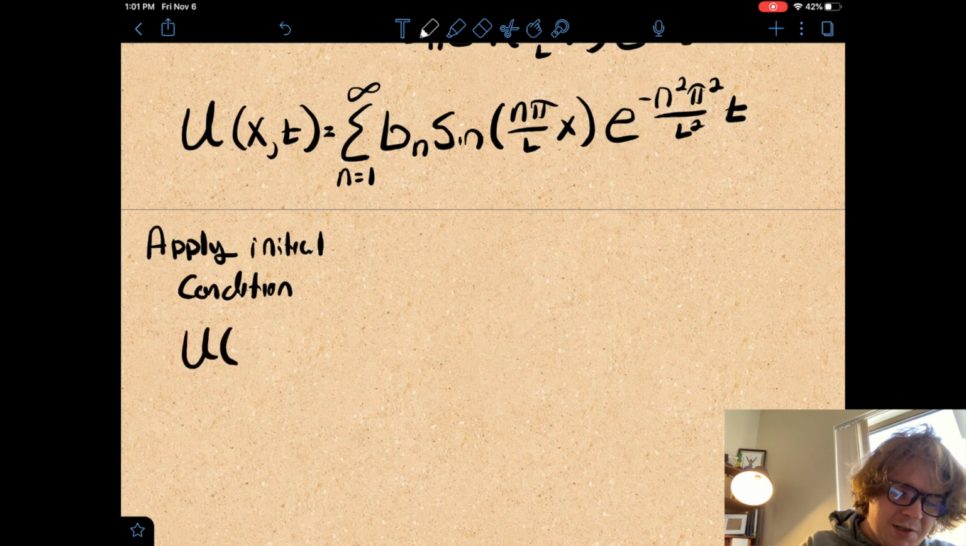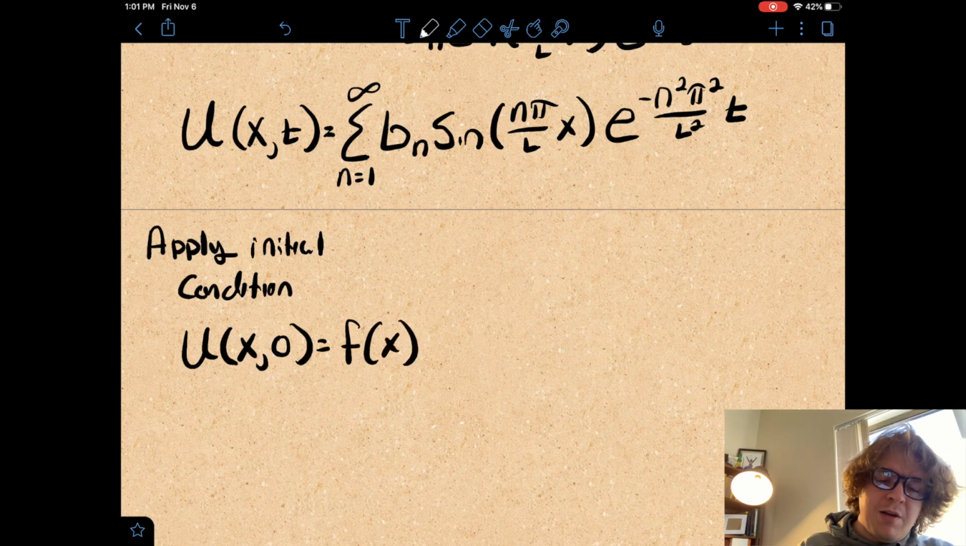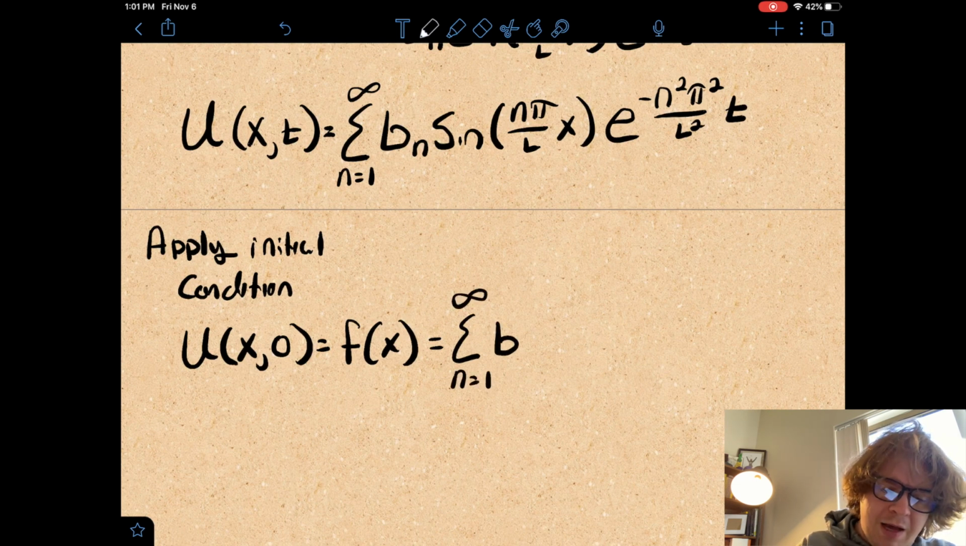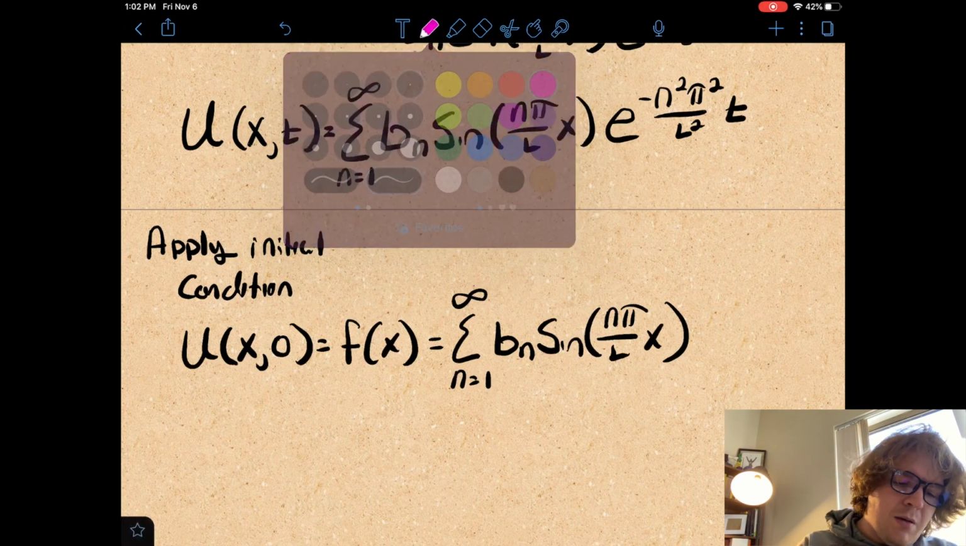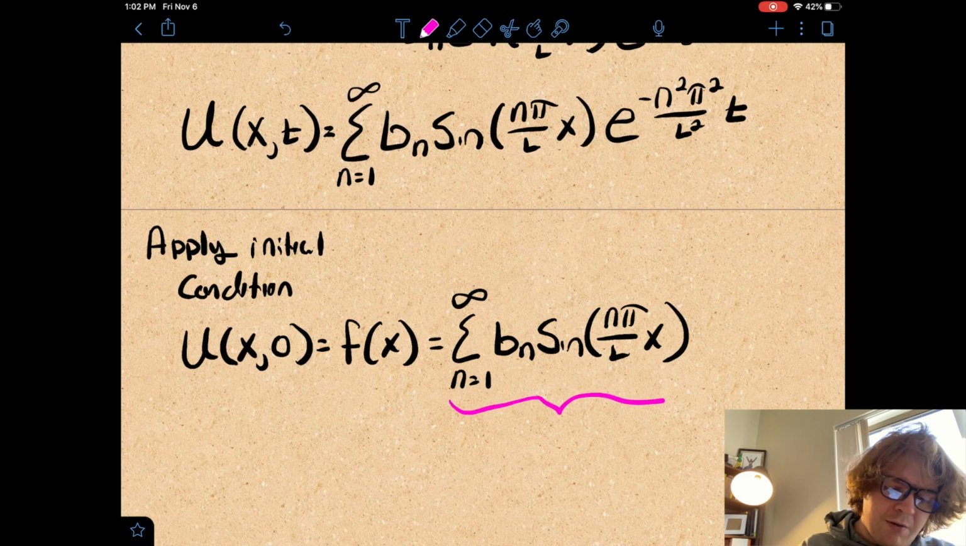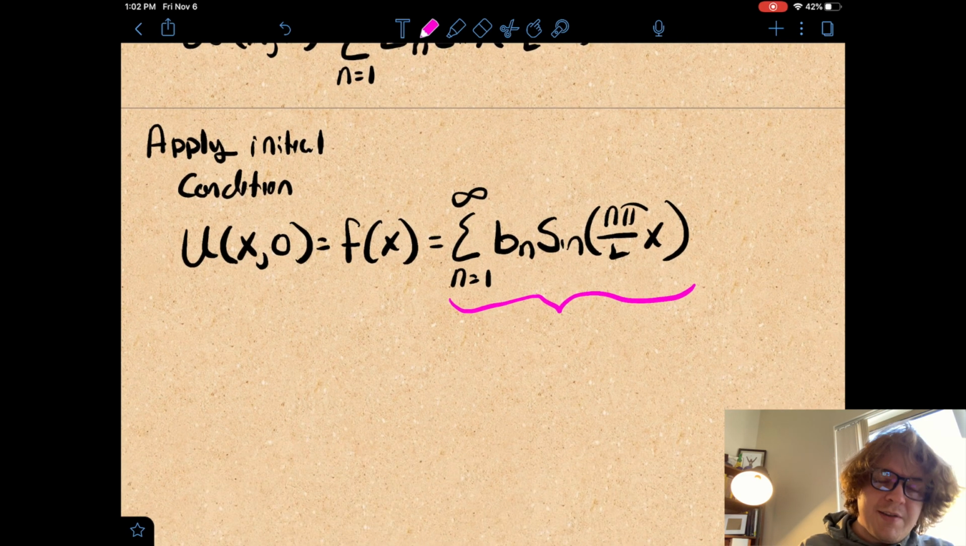So we said our initial condition read u of x, 0 is f of x. And if we're trying to apply this initial condition, we're replacing our t with 0. So what we'll have is a b sub n times sine of n pi over L times x times e to the 0, which is just 1. But since we've already talked about Fourier sine series, we should recognize that this is nothing other than a Fourier sine series.